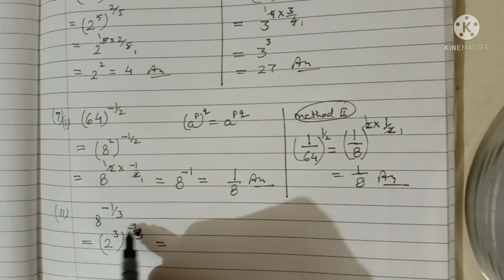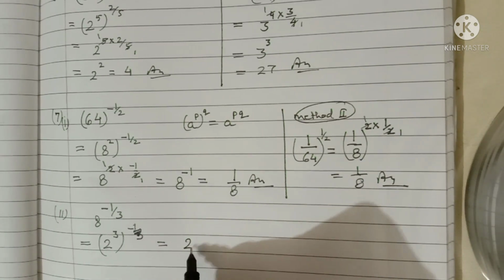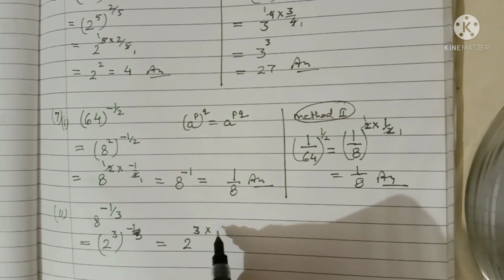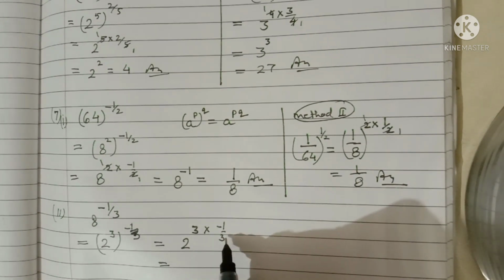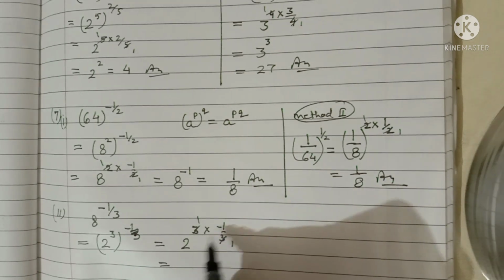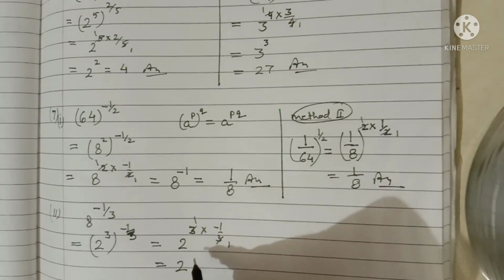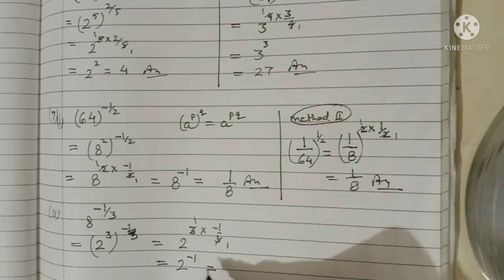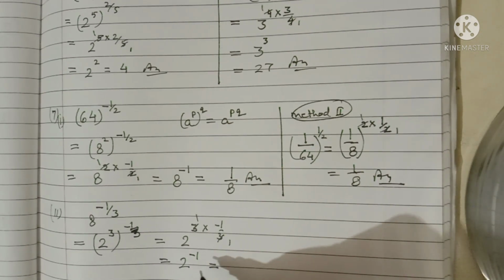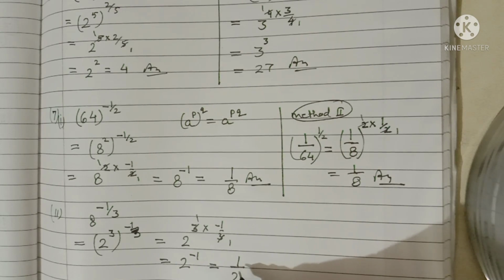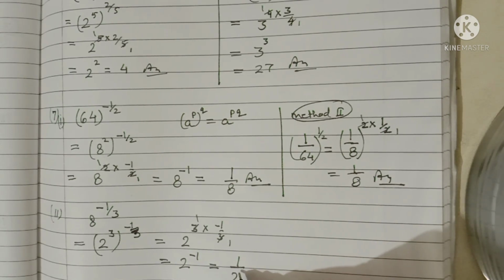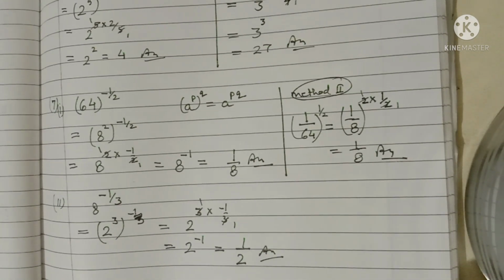Now both the powers will be multiplied. 2 cube into minus 1 upon 3. You will get 3 1s are 3, 3 1s are 3, 2 to the power of minus 1. 2 to the power of minus 1, and shift it to make it positive in the denominator. So you can write it 1 upon 2. This power, when shifted to the denominator, becomes positive. This is the answer.